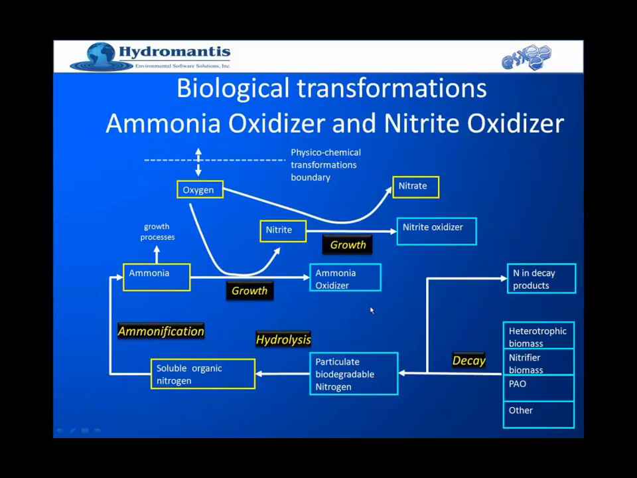And ammonia is used by ammonia oxidizers, and using oxygen, it's converted into nitrite. And nitrite is again used by nitrite oxidizers for growth, and using oxygen it's converted into nitrate. So these are some of the modifications which we had to do in ASM2D to include the biological reactions conducted by ammonia oxidizers and nitrite oxidizers.